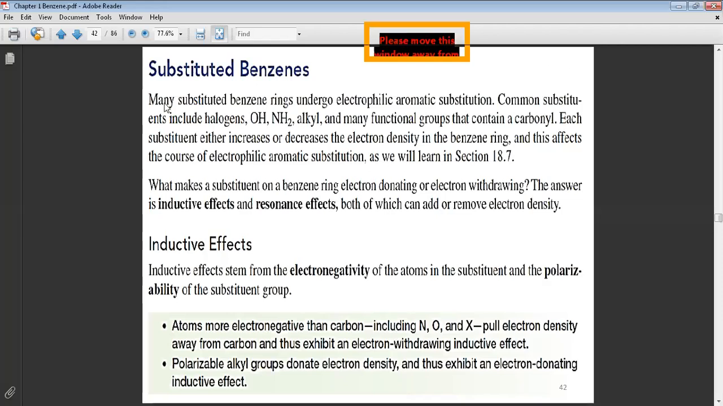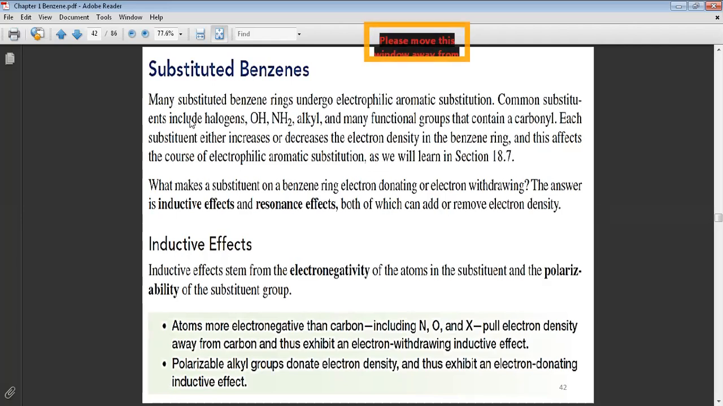Okay. We started with substituted benzene. What does substituted benzene mean? Our benzene ring is substituted, meaning there is a group on the benzene ring. There is a group substituted on the benzene ring, not just the plain benzene ring. Now he said here many substituted benzene rings undergo electrophilic aromatic substitution.